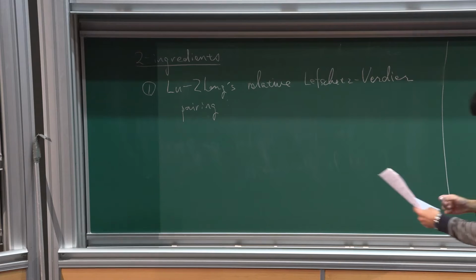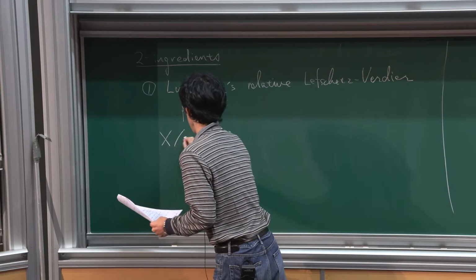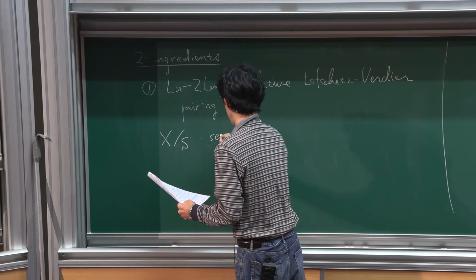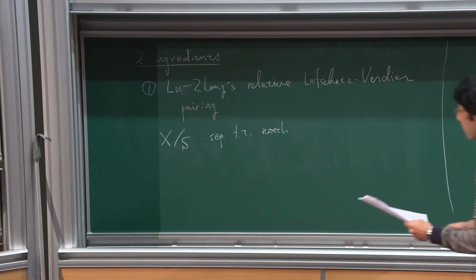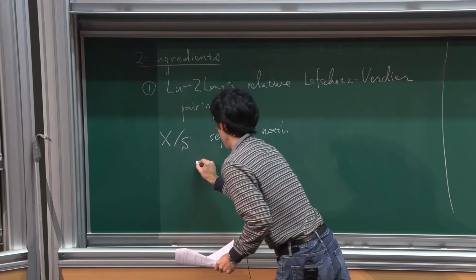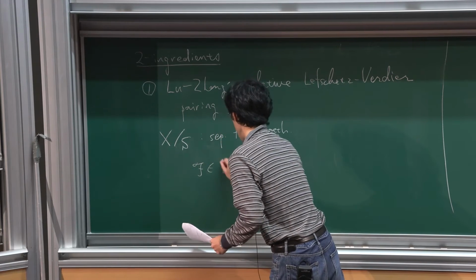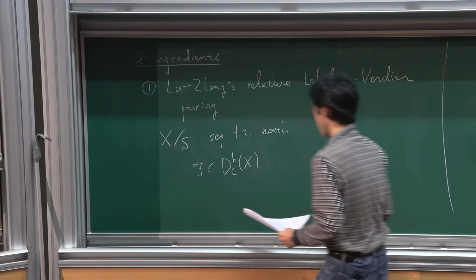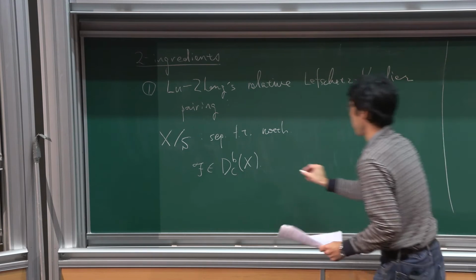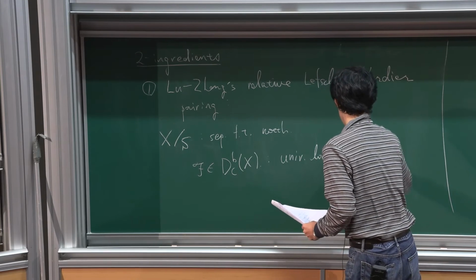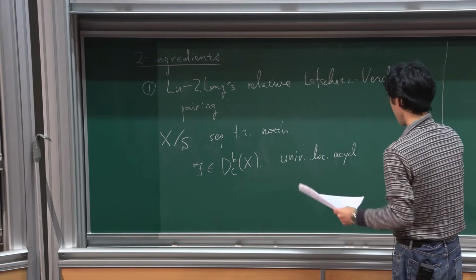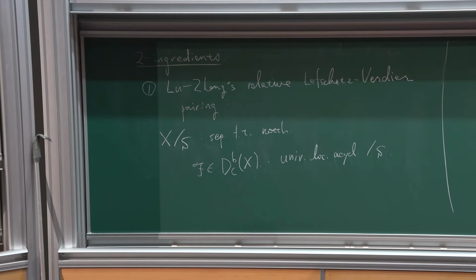So what's this? Let X over S be separated, of finite type, Noetherian if you want. And fix some F in the derived category of constructible sheaves, which is universally locally acyclic with respect to this map over S. I think most people don't want to use this kind of notion, but I can't avoid it.